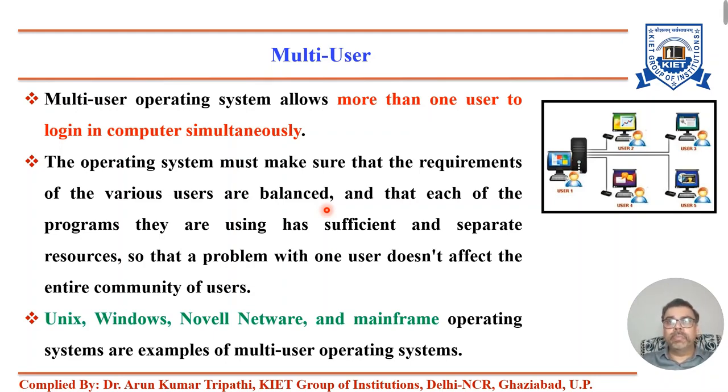All the resources must be released after a certain time interval, so that those resources may be used by another user. And each of these programs they are using has sufficient and separate resources, so that the problem with one user does not affect the entire community of users. So multi-user operating system examples are Unix, Windows, Novell NetWare, mainframe, etc.